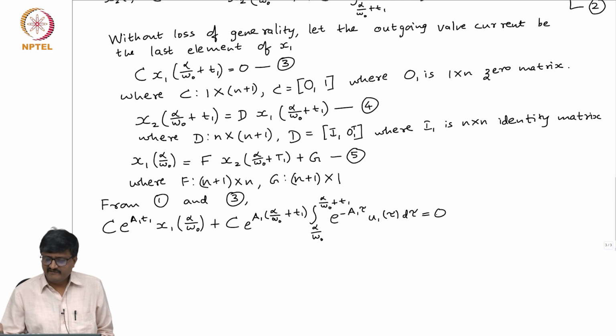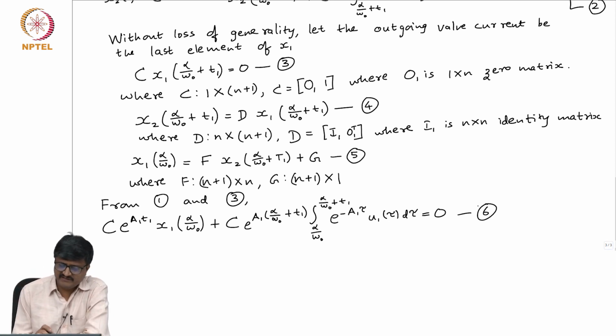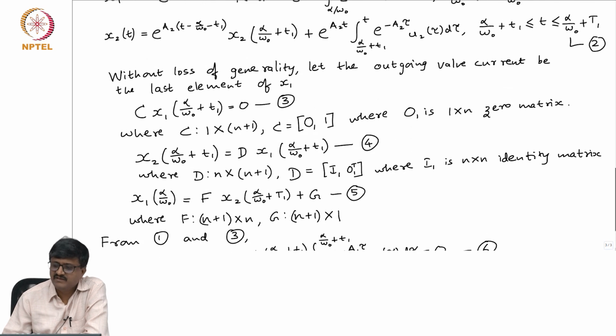Okay. So, let me call this equation number 6. Now, take equation 5. If you look at the right hand side of equation 5, there is x2 evaluated at alpha by omega o plus uppercase T1. Now, I can get an expression for this value of x2 using equation 2, because this is the last instant of the second subinterval. So, I can use equation 2 to get the expression for this x2 at alpha by omega o plus t1 in equation 5.